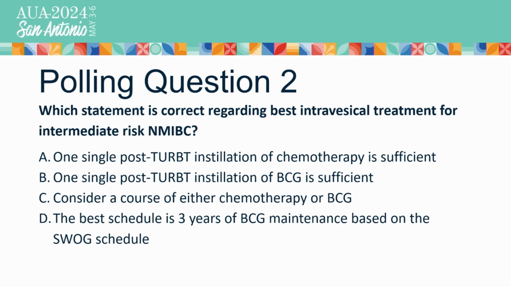Okay, question number 2. Which statement is correct regarding best intravesical treatment for intermediate risk non-muscle invasive bladder cancer? One, a single post-TURBT instillation of chemotherapy is sufficient. Two, a single post-TURBT instillation of BCG is sufficient. Three, consider a course of either chemotherapy or BCG. Four, the best schedule is 3 years of BCG maintenance based on the SWOG schedule, the Southwest Oncology Group schedule.